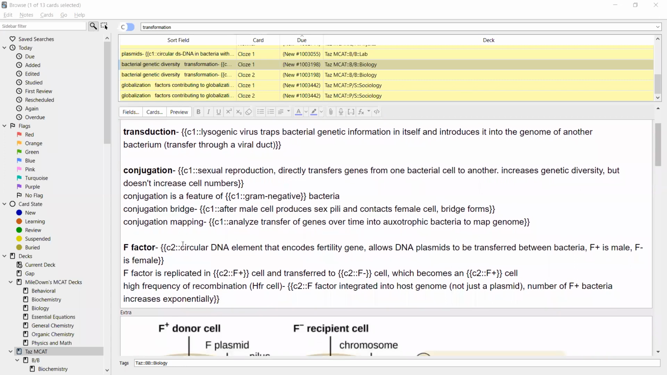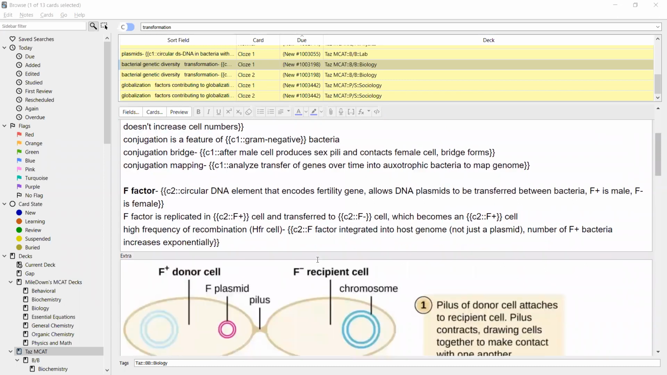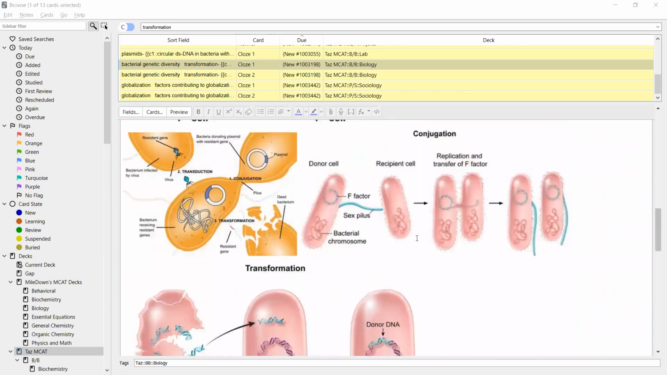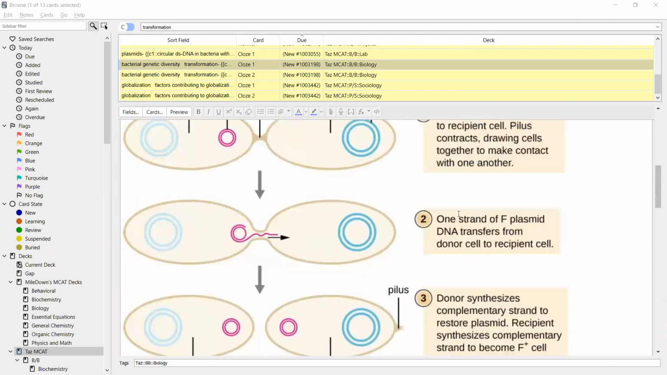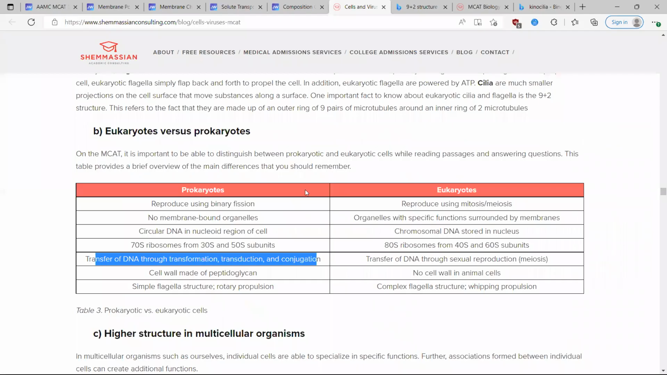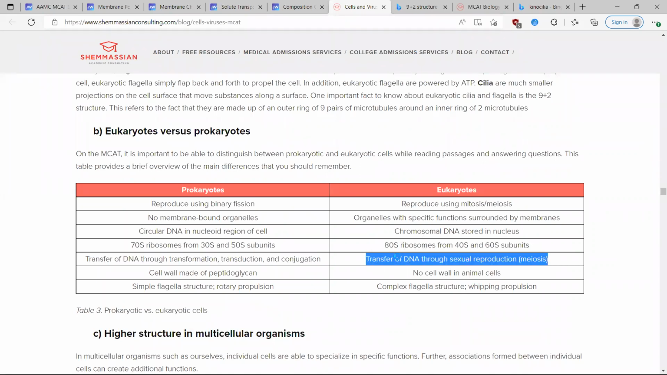Yeah. And so specifically the F factor is a circular DNA element that allows them to perform conjugation. If they don't have the F factor, they can receive conjugation, but they can't construct the sex pilus to actually perform conjugation on another cell. That's what they meant by transfer of DNA through transformation, transduction, and conjugation. 3 different paths. For us, we do it through sexual reproduction, aka meiosis.